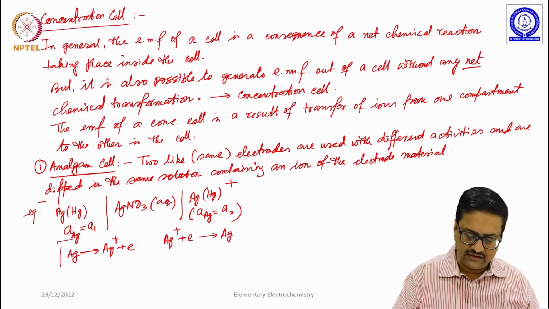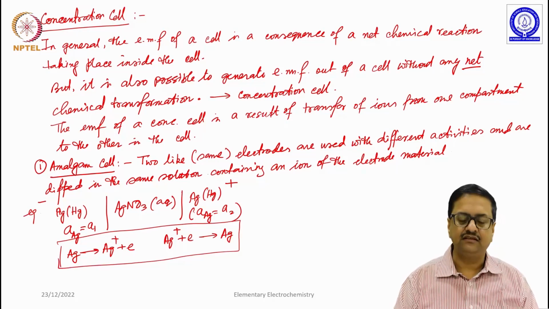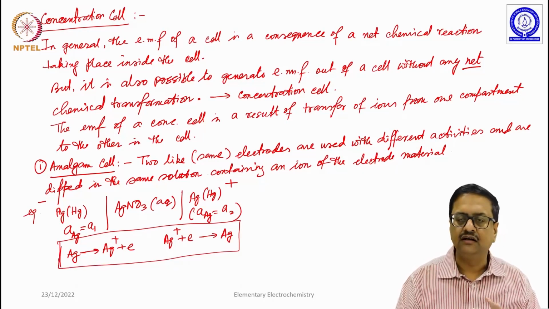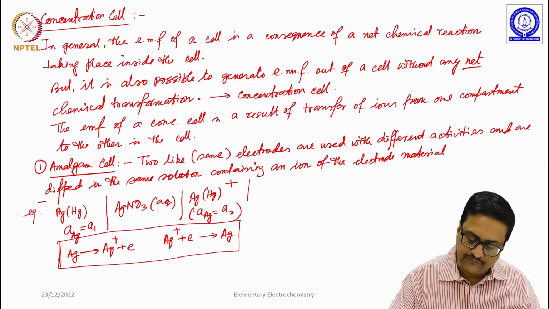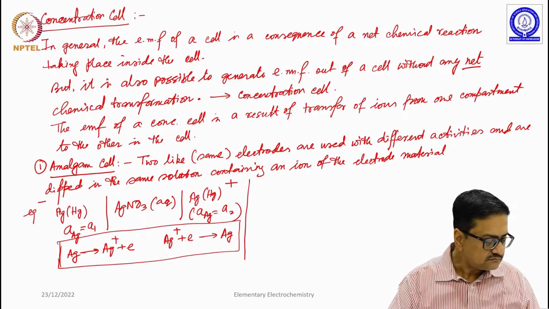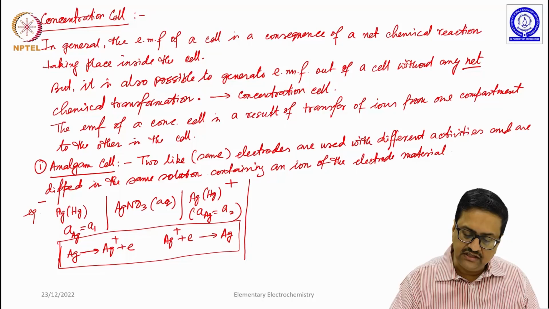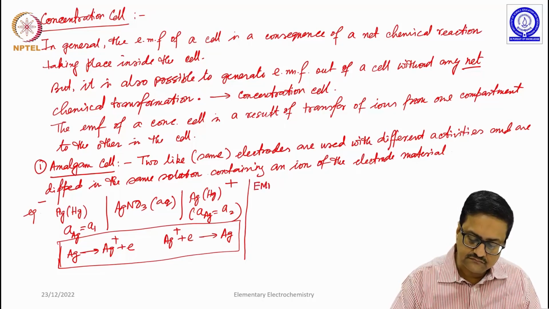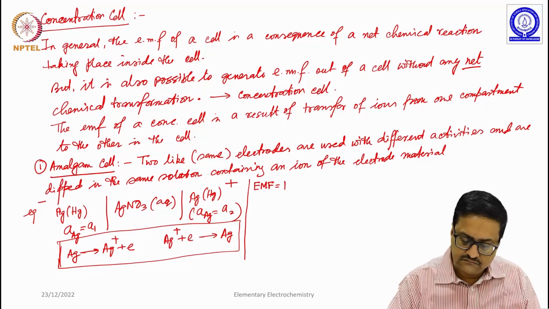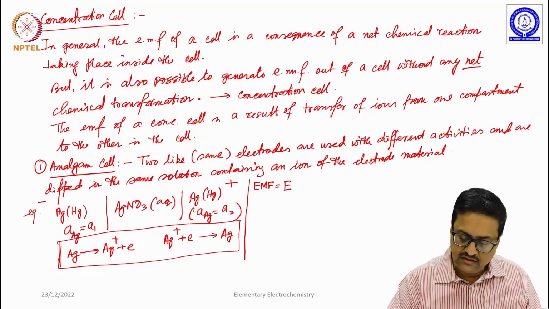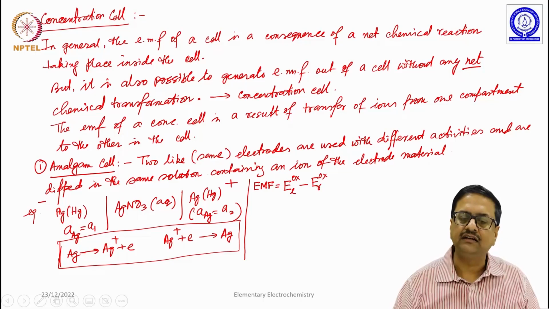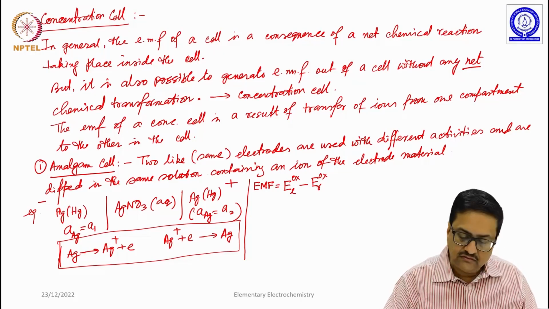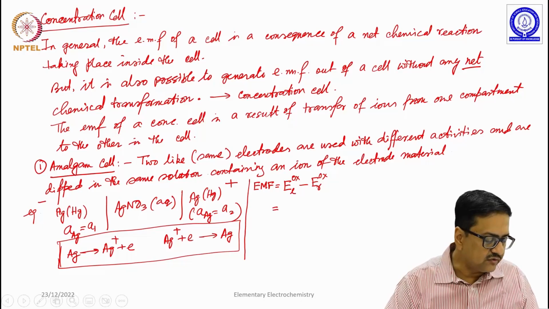So there is no net reaction. If you add this, there is no change in the chemical composition of the electrode system. So there is no net reaction in this particular cell. But then when you write the cell EMF, you will write E left oxidation minus E right oxidation, as we have learnt in the previous class, and then we slowly write the corresponding Nernst equations.